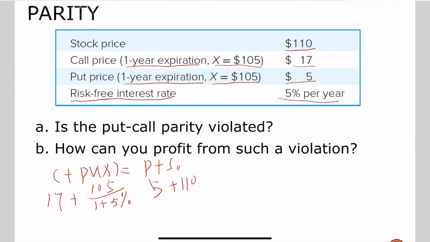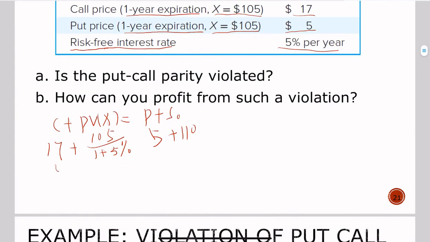So now let's see what kind of numbers do we have here. So in this left-hand side, we would have 17 plus 100, which is, sorry, it's not 27. It's actually 117. So here we're having 115, right? So obviously you can see that the left-hand side is strictly larger than the right-hand side. So basically put call parity is violated, right? So this is the answer to question A, which is yes, it is violated.